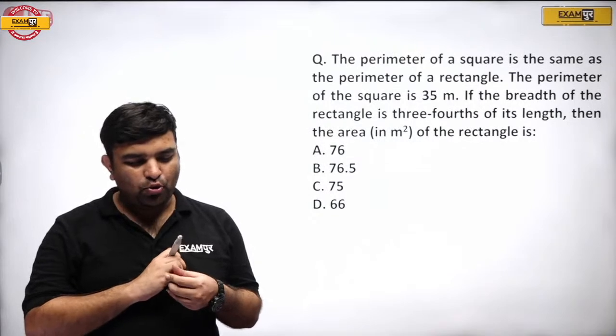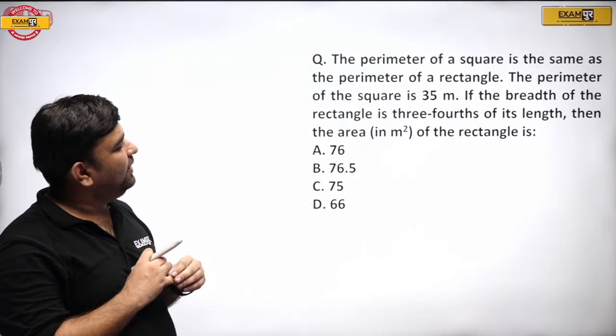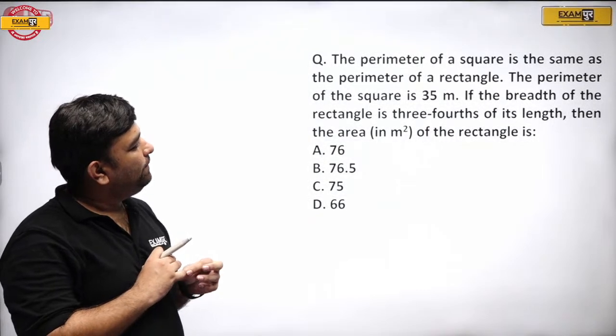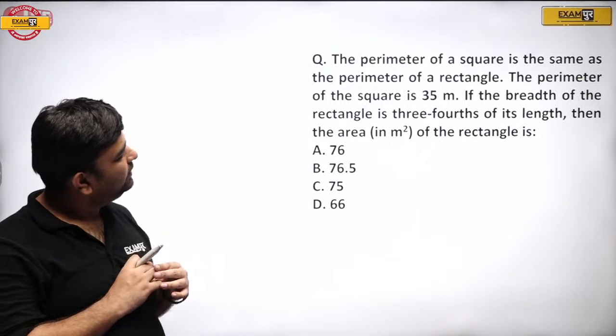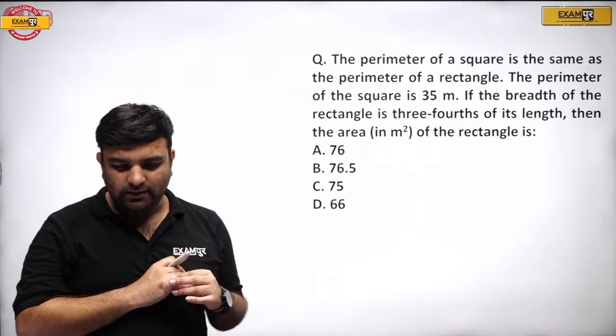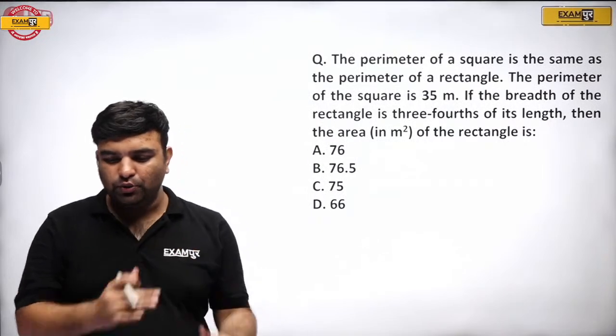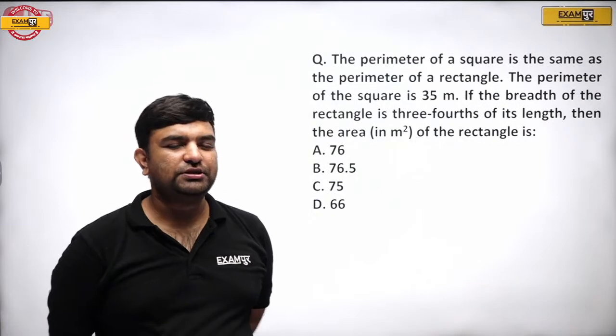The perimeter of the square is same as the perimeter of the rectangle. Perimeter of the square is 35. Oh, how bad a number. It's looking easy. However, some calculations might be there.